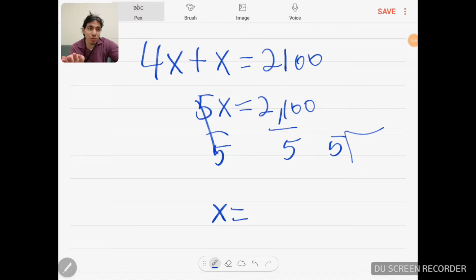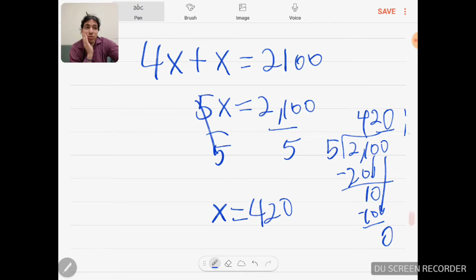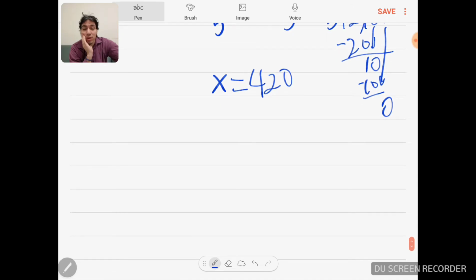2,100 divided by 5. So 5 goes into 21 4 times. I subtract, I get 1. I bring down the 0. 5 goes into 10 2 times. And to bring down the last 0, I have to add it there. I'm left with 420. Now, am I finished? No. The question says specifically find the price of each, the computer system and the software.